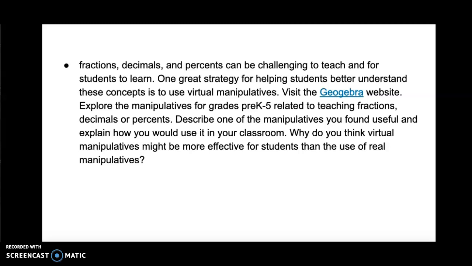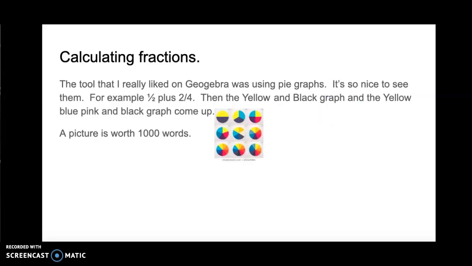Okay, fractions, decimals, and percents are challenging. One strategy to help students better understand these concepts is virtual manipulatives. So on GeoGebra, there were some manipulatives that I found. One of them that I found useful and that I will definitely use in my classroom is pie charts. I know they kind of look like pizzas. You said don't use pizzas, but I do think they're so effective, and they're not pizzas. So this is cool because virtually, the tool I liked on GeoGebra was using pie graphs. It's so nice to see them.